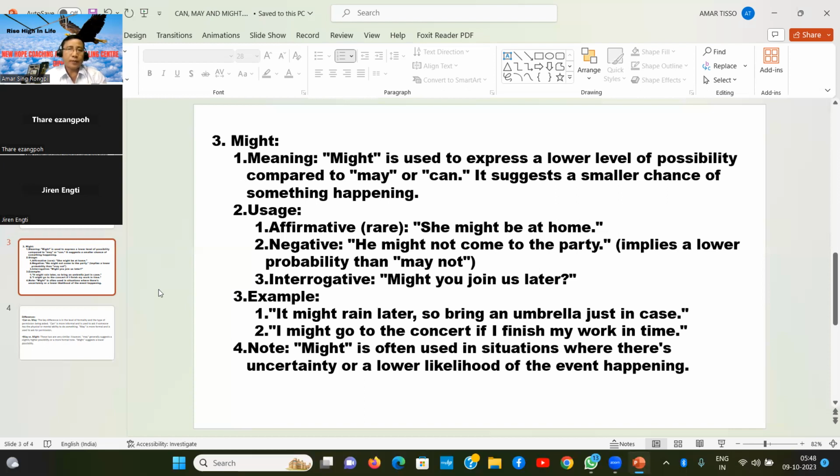Negative. She might not come to the party. She might not come, on a chance. It implies a lower probability than may not. A chance. Might not come to the party.